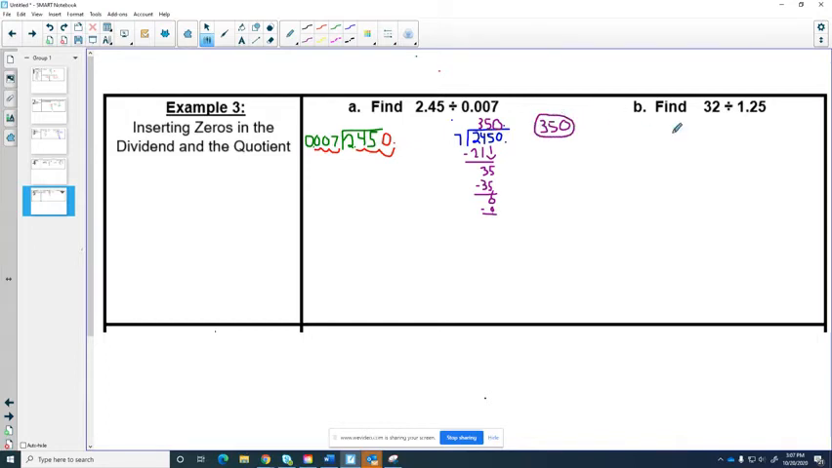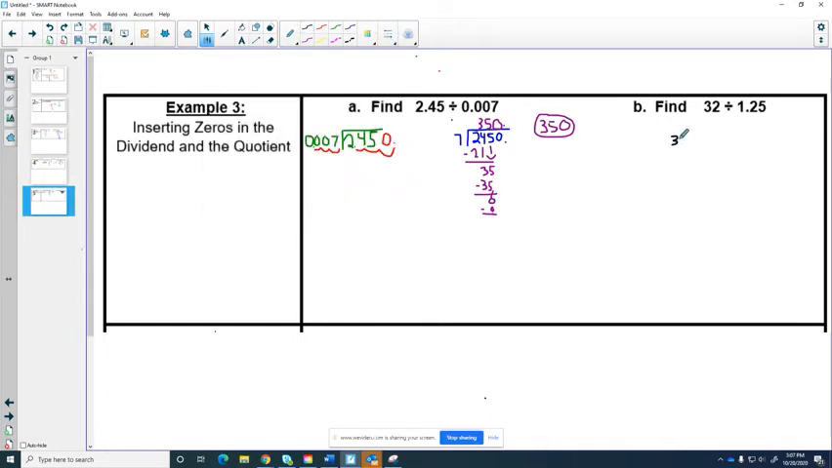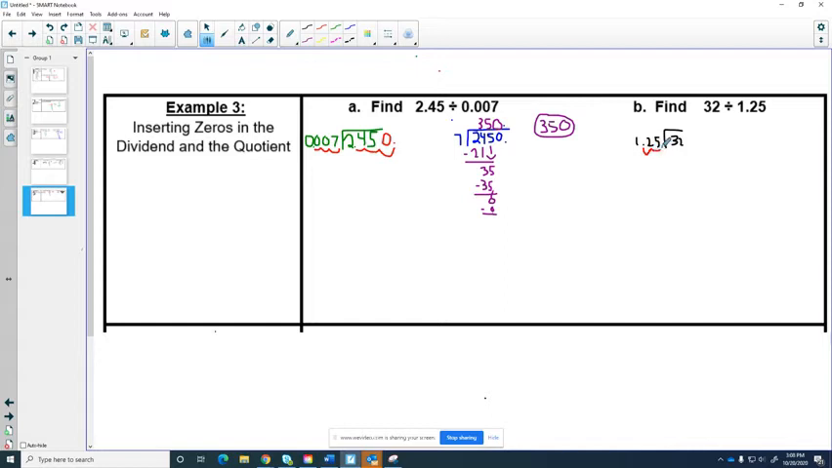All right, example B: find 32 divided by 1 and 25 hundredths. So we have 32 divided by 1 and 25 hundredths. So step 1, again, is to make the divisor into a whole number. So we multiply by 100, or 10 to the second power. And when we have a whole number as our dividend, we know that the decimal is here, so we have to move it over 2 place values, 2 places to the right, powers of 10. And we're going to use zeros to hold those place values.